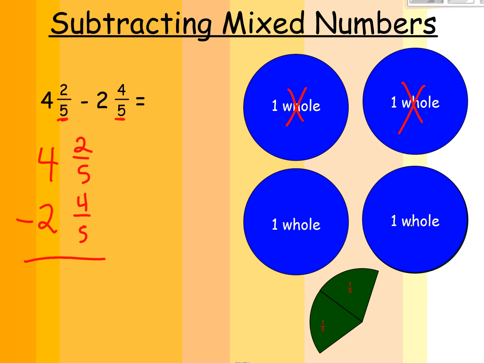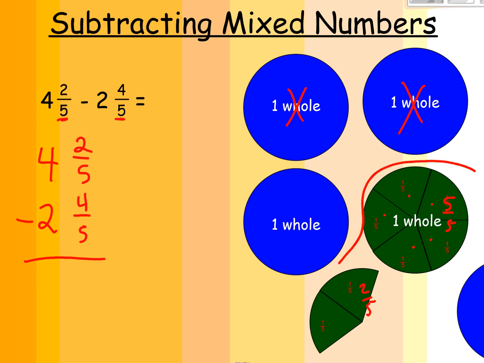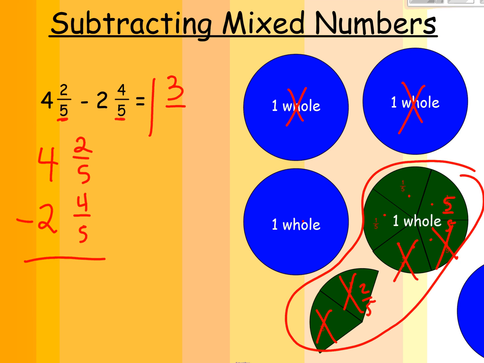So what I'm going to do is change one of my wholes into 5/5. Now, if you notice, I have 1, 2, 3, 4, 5/5 here. I still have my 2/5. So now I have 7/5. Now I can take away 4/5. 1, 2, 3, 4. I'm left with 3/5 and 1 whole. So I'm going to get 1 3/5.